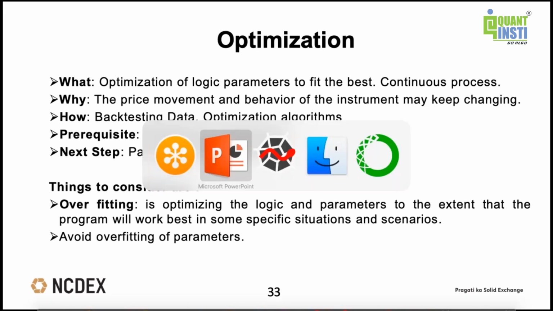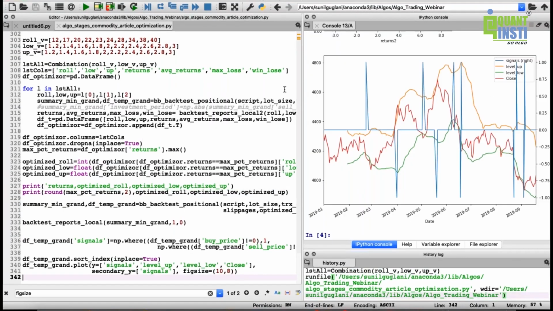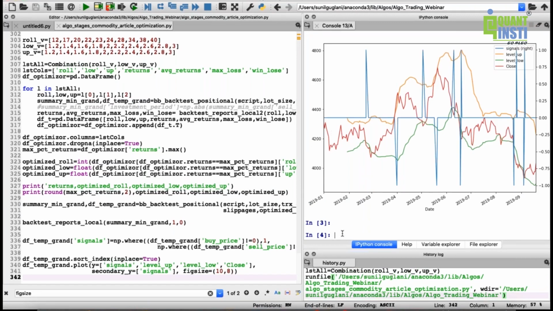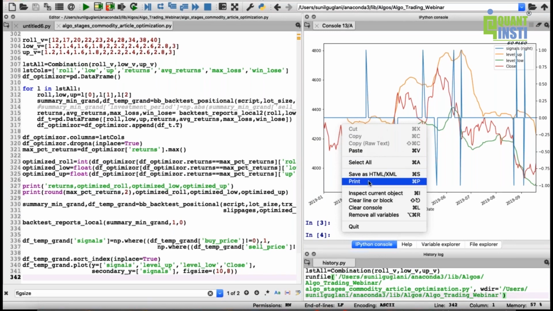So let's go back to the editor and see where we are. Yeah, it's already completed. So let me download the report and see how it looks.